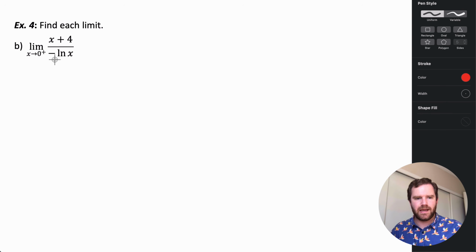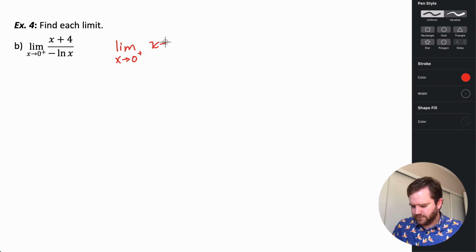Part B says the limit as x approaches 0 from the right, so we're just looking at a right-handed limit, of x plus 4 over the opposite of the natural log of x. So this is a quotient. The numerator is continuous everywhere. The denominator has some restrictions in our domain, but let's think about what's happening here. In the numerator, the limit as x approaches 0 from the right of x plus 4 is just 0 plus 4, which is going to be 4.